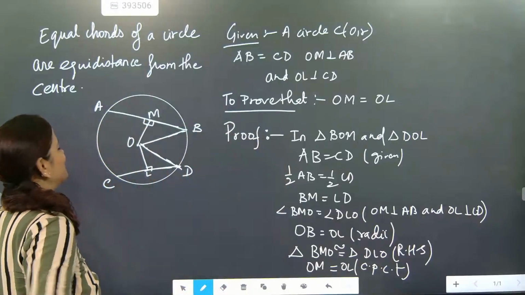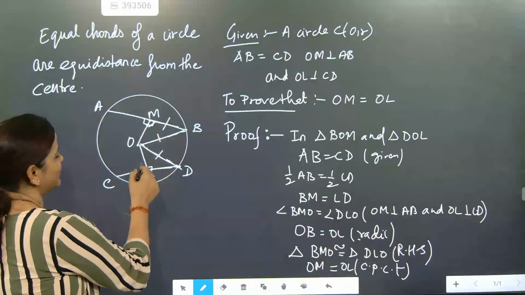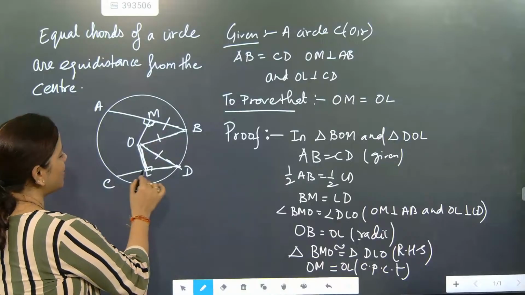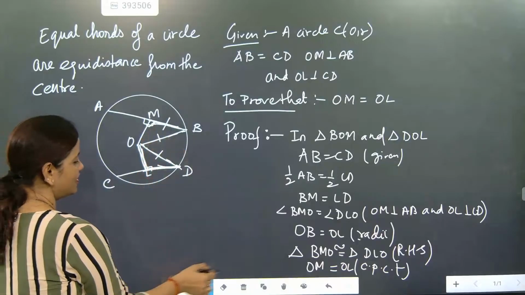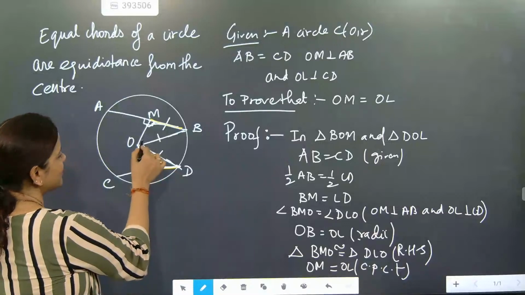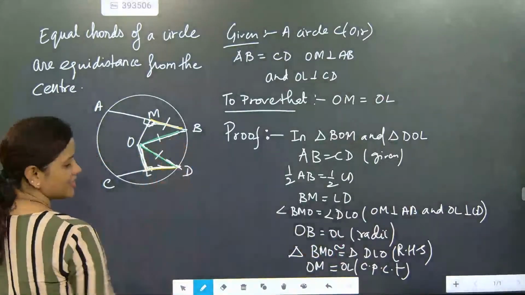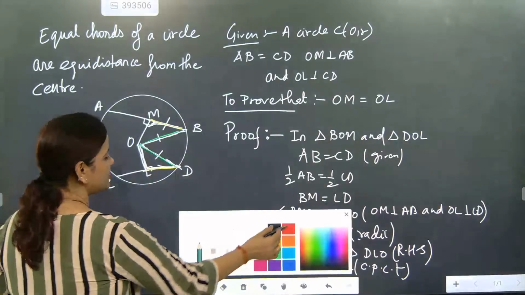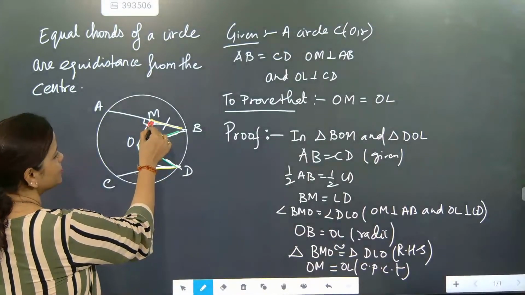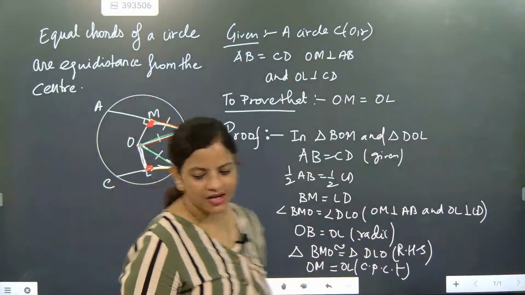Okay, jokes apart. This is equal to this. This is 90 degrees, and this side is equal to this one. Half of this is equal to this, so this side is equal to this side. Last, this is 90 and this is 90. So by right angle, hypotenuse and side, both the triangles are congruent.